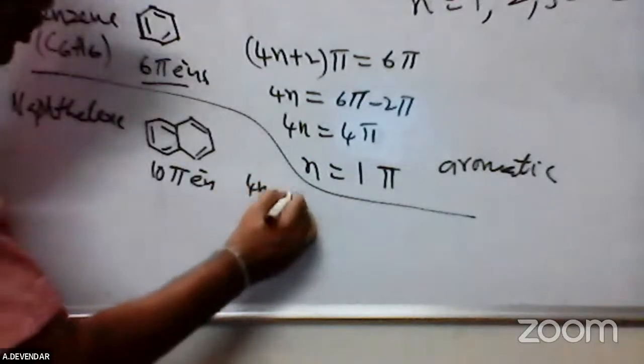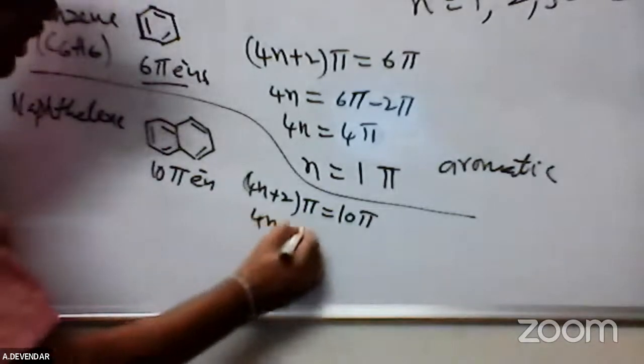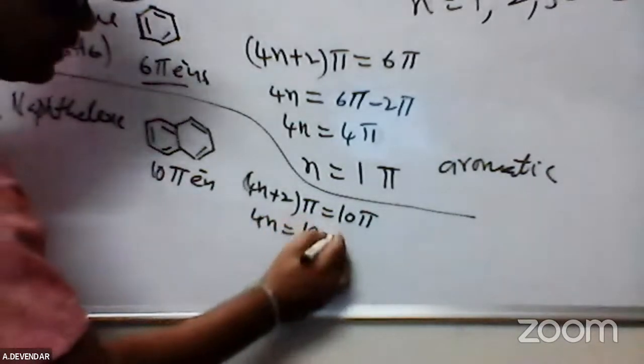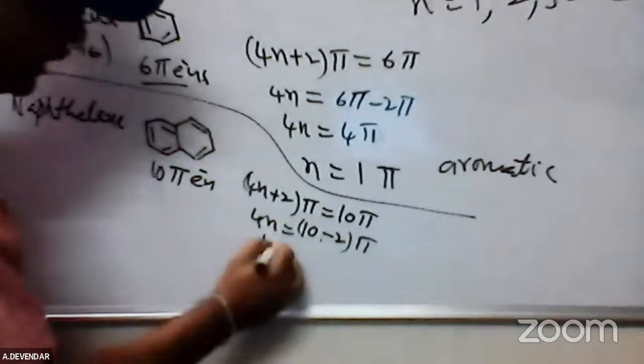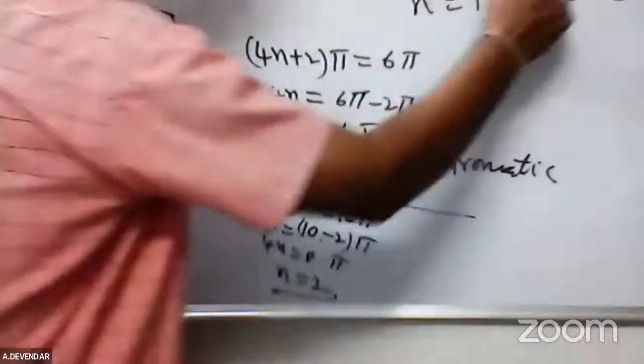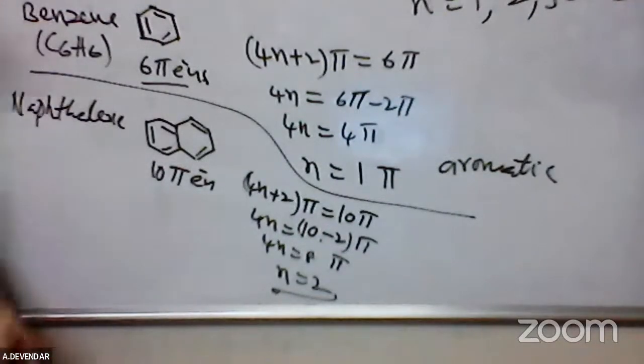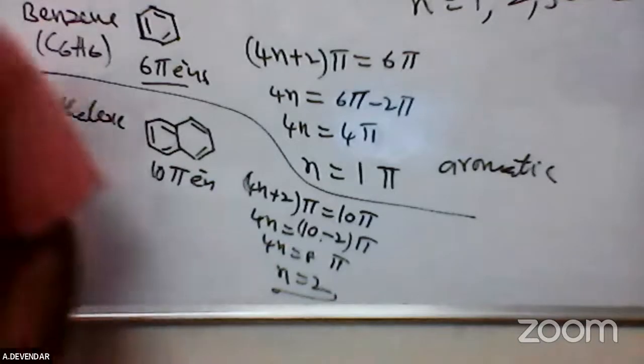4n plus 2 pi is equal to 10 pi. So 4n is equal to 10 minus 2 pi, means 4n is equal to 8 pi electrons. n is equal to 2, which is an integer. It is also an aromatic compound. So like that it is explained by the Huckel rule. So Huckel rule is also very important.